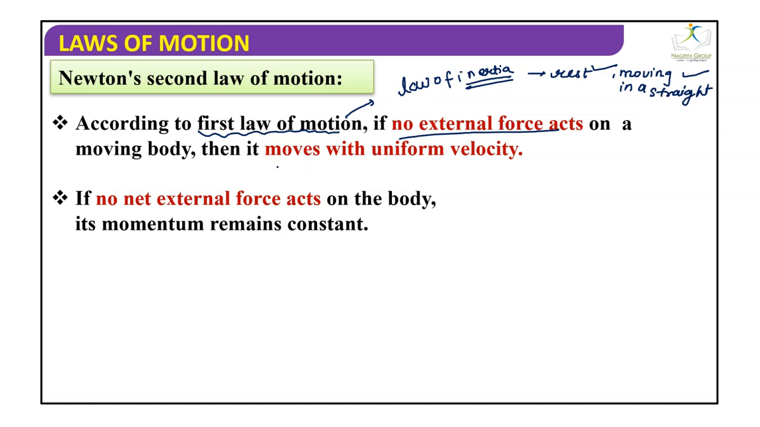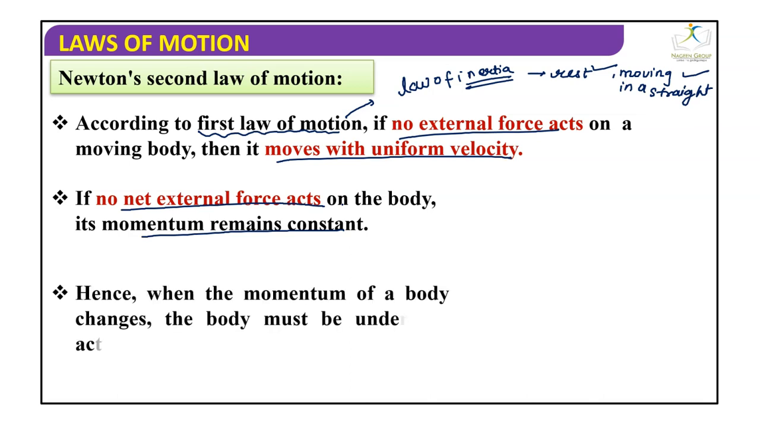Okay, so then it moves with the uniform velocity. If no external force acts on the body, its momentum remains constant. Means the particle is moving and that particular momentum which it was moving with remains the same.